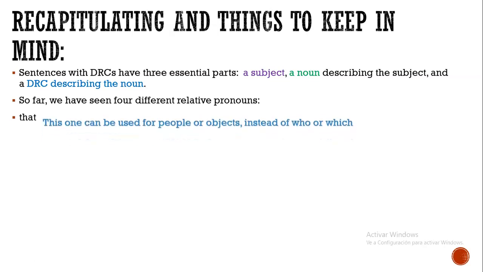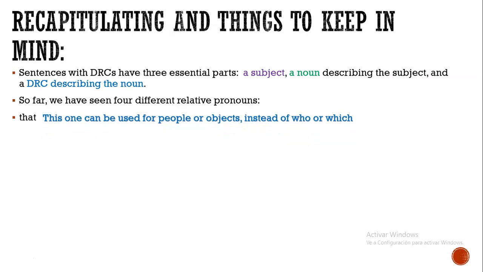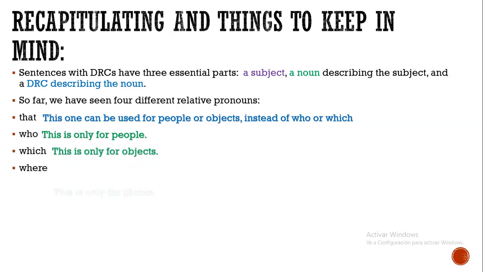That, this one can be used for people or objects instead of who or which. Who, this is only for people. Which, this is only for objects. And where, this is only for places.